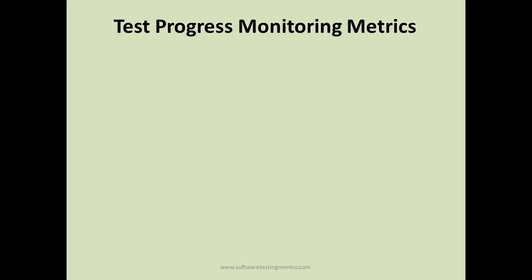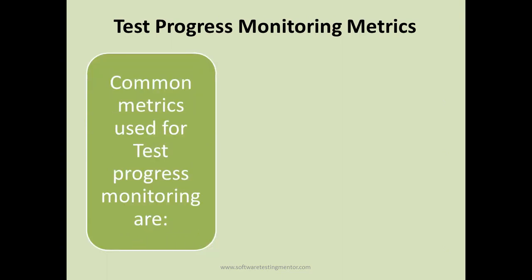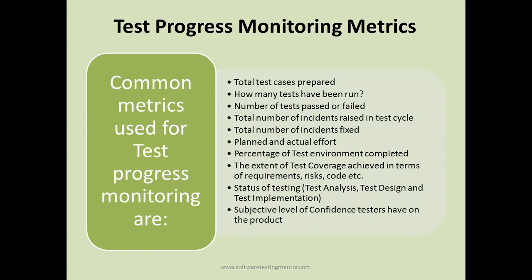So, test progress monitoring metrics. Common metrics used for test progress monitoring are total test cases prepared. That's the very common metric. Then how many test cases have been run till now, how many have passed, and how many have failed. These are some of the metrics which you capture on a day-to-day basis in the software testing life cycle. Once test execution starts or the testing activities start, you capture these metrics on a day-to-day basis.